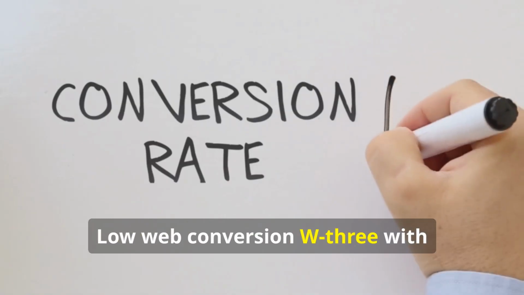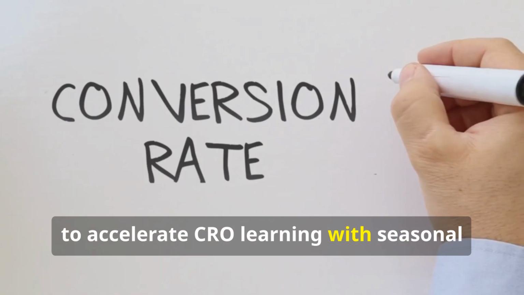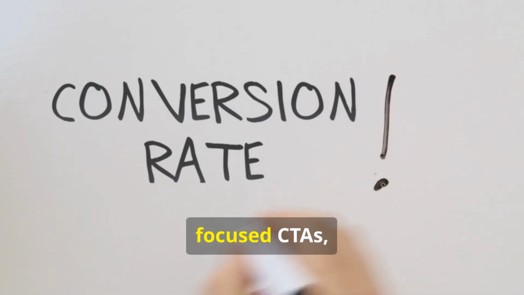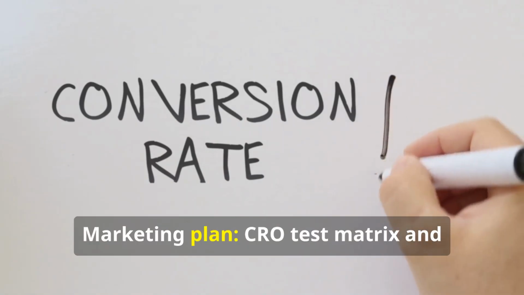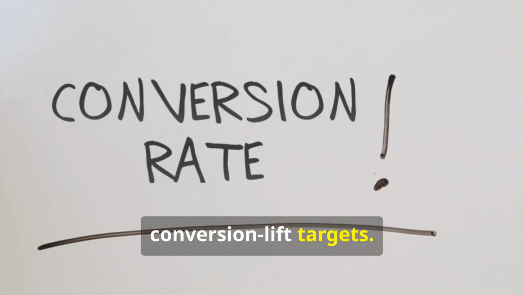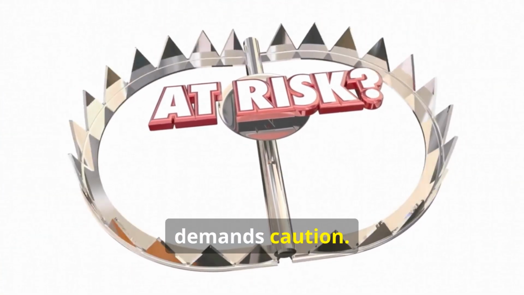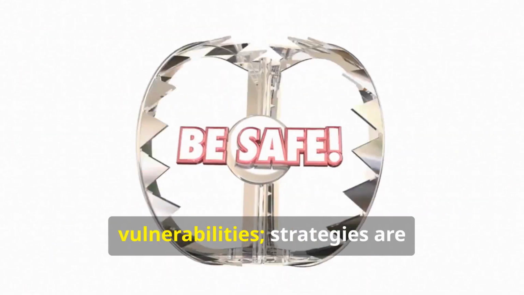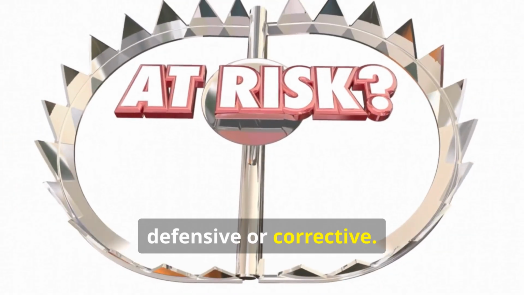Low web conversion, W3, with seasonal demand, O4: use peak traffic to accelerate CRO learning with seasonal landing pages. Focus CTAs, urgency offers, exit intent, and social proof. Marketing plan: CRO test matrix and conversion lift targets. The final quadrant, weaknesses with threats, demands caution. These pairings highlight vulnerabilities. Strategies are defensive or corrective.